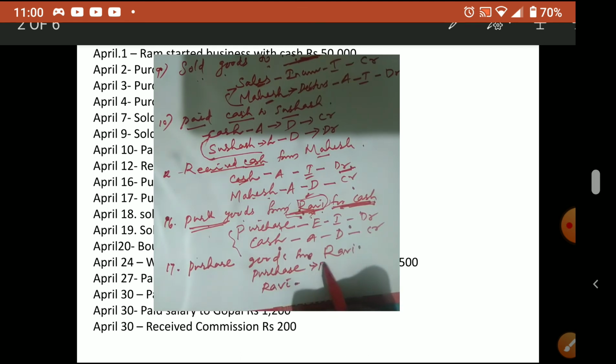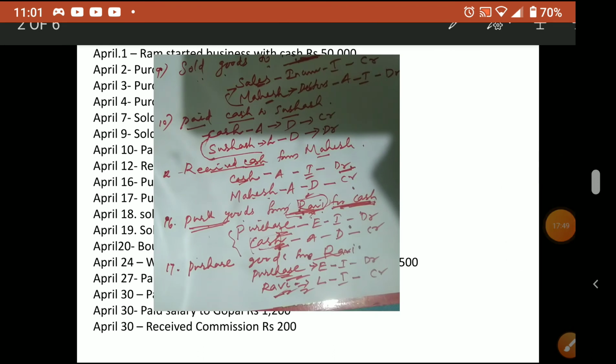So purchase is expense. Expense increase. Debit. Ravi is the liability we have to pay for goods from Ravi. So liability also increase, credit. Okay. So purchase account debtor to Ravi. So if we purchase for cash, purchase account debtor to cash. If we purchase on credit, purchase account debtor to Ravi. Understood? Instead of cash, we have to write that person's name. That only. Okay. So this way you have to pass all the journal entries. So other journal entries also will discuss.